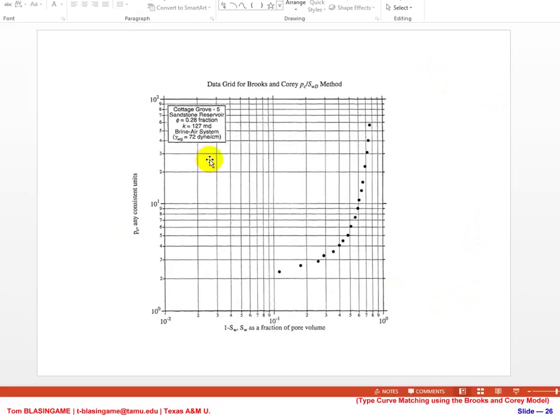So here's a data set. This is an actual data set from the literature. So we have capillary pressure plotted on the y-axis. We have 1 minus saturation plotted on the x-axis.